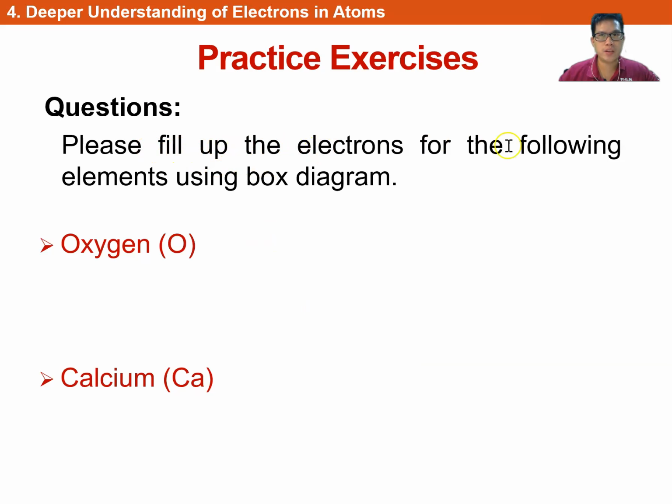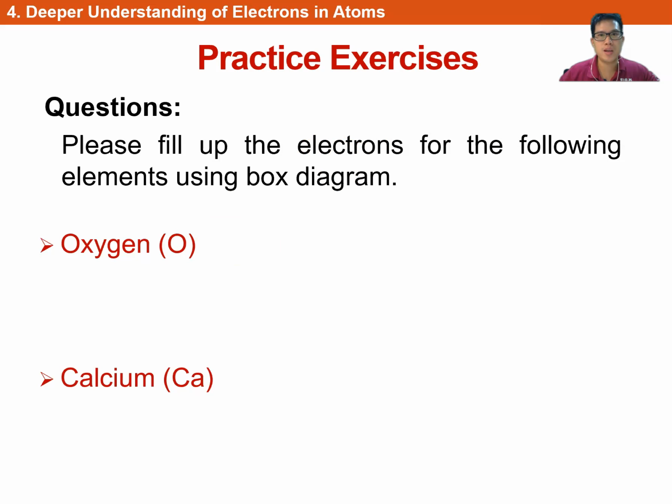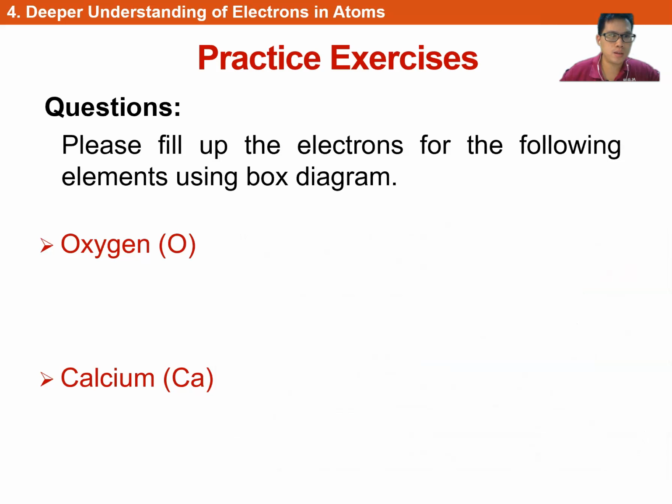So let's demo over here. Fill up the electrons for the following elements using a box diagram. This is a very common exam question, so please make sure you know how to draw it. If a question asks you to use a box diagram to illustrate the electrons for the atoms of the following elements, this is how you should do it. You draw the box until here. So you've got 1s.